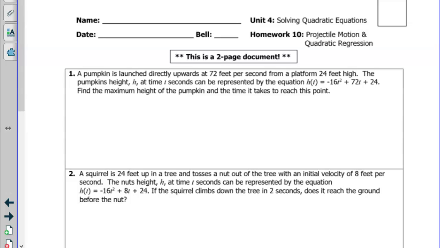Well, they want you to find the maximum height of the pumpkin and the time it takes to reach this maximum point. So what did I tell you to use? What was the top of the parabola's equation? Vertex, very good. So we're doing x equals negative b over 2a. And in this equation, what is my b equal to?